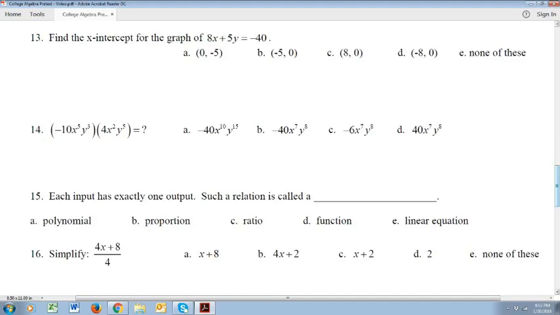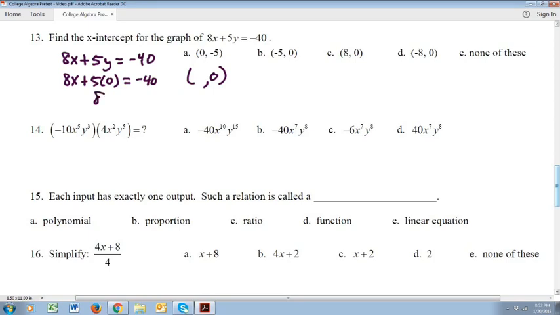It says find the x-intercept. So let me go ahead and rewrite this equation right here. To find an x-intercept, we want to let y be 0. So basically, I'm going to let y be 0, and I'm going to solve this for x. So that's how we find an x-intercept. We let y be 0. If we were finding a y-intercept, we would let x be 0.